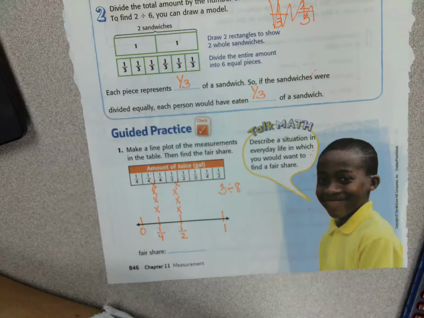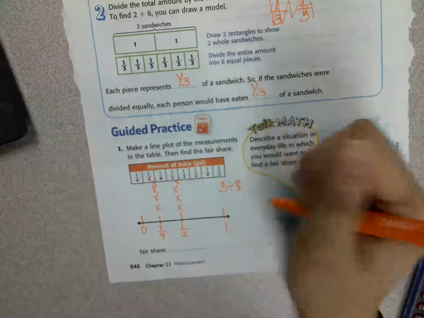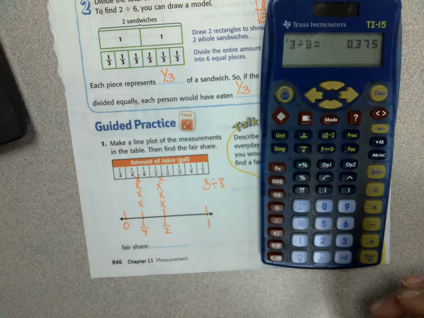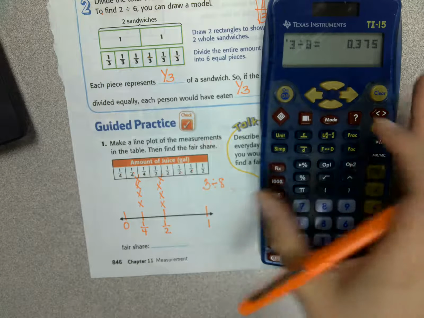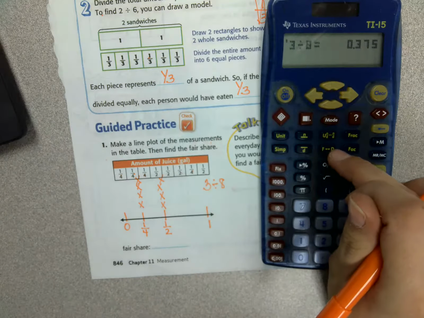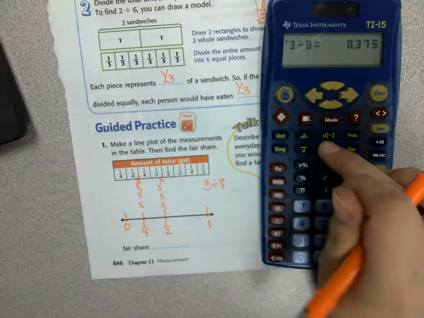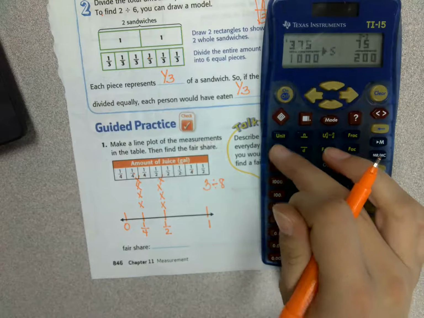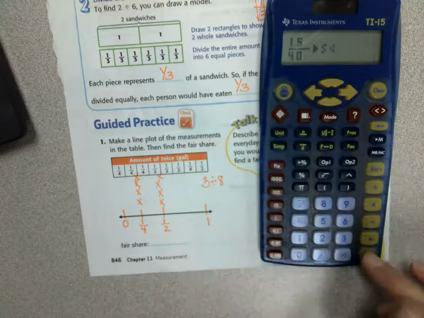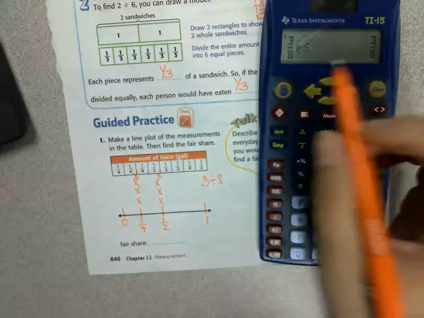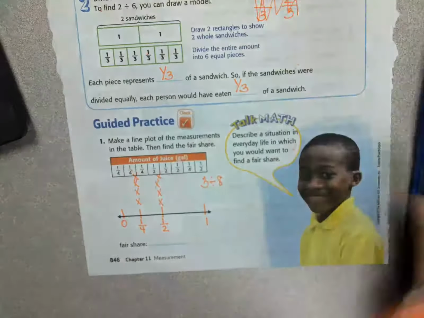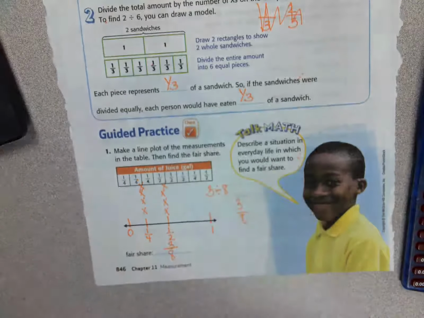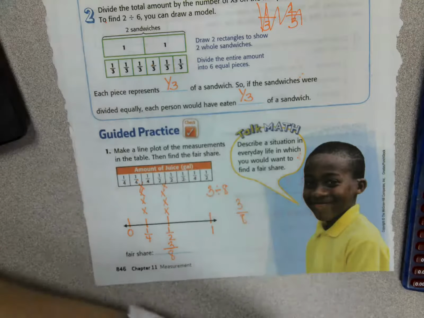Now remember, they're telling you that they want this as a fraction. So again, if I put 3 divided by 8 into my calculator and I get 0.375, I want this as a fraction. So I'm going to do this little F and D. That means fraction to decimal or decimal to fraction. Now I get that, but that's not simplified. So I have to continue to simplify it until I get it. Remember, these have to match to know you're done. So 3/8. And 3/8 is my fair share. Okay.